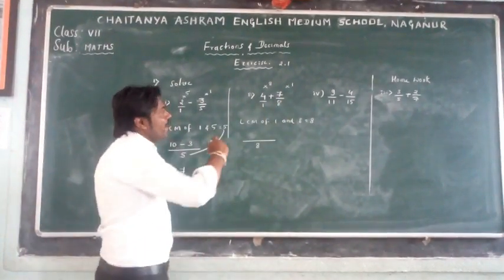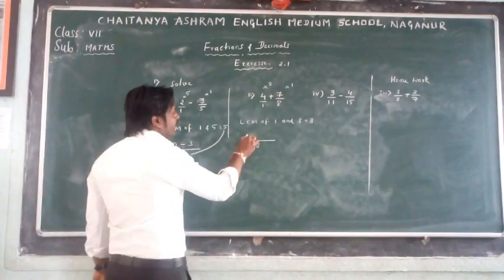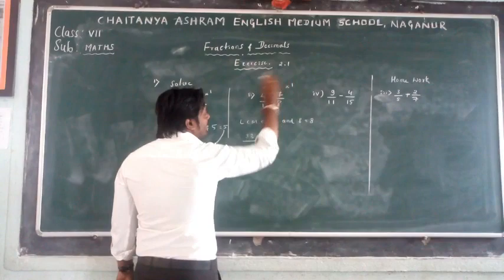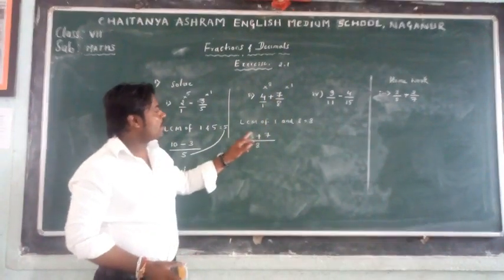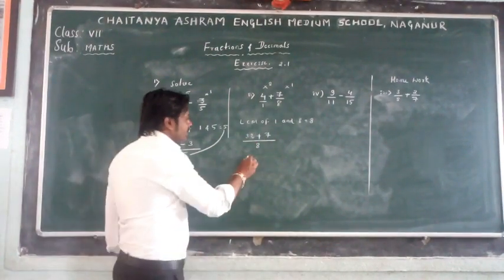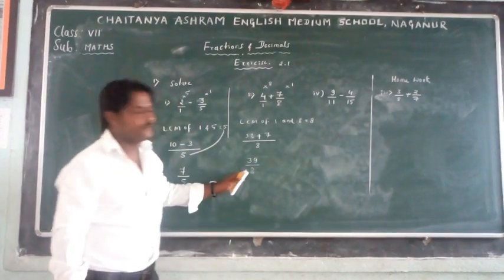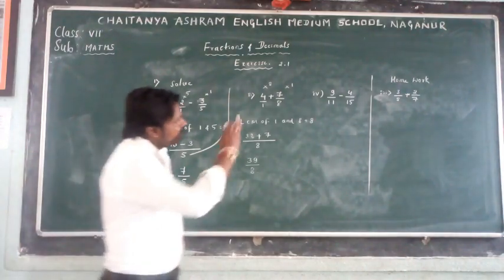Then multiply 4 into 8, 4 eights are 32, plus 7 into 1, 7 ones are 7. So what is the sum of 32 and 7? Very good. That is 39 divided by 8. This is the answer. Understood? See the next one.